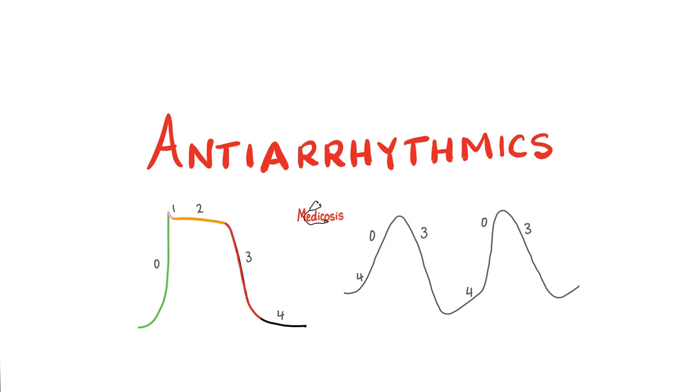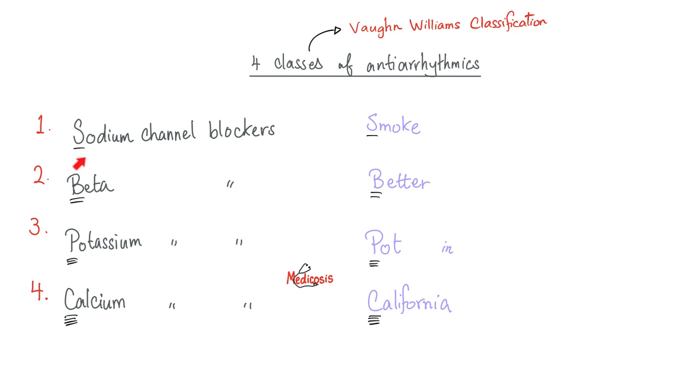Some clinical pearls for the pros. Antiarrhythmics, baby. We have 4 classes of antiarrhythmics. Class 1, sodium channel blockers, class 2, beta blockers, class 3, potassium channel blockers, class 4, calcium channel blockers. How do I remember them? Smoke bitter pot in California. Wiser words have never been uttered.